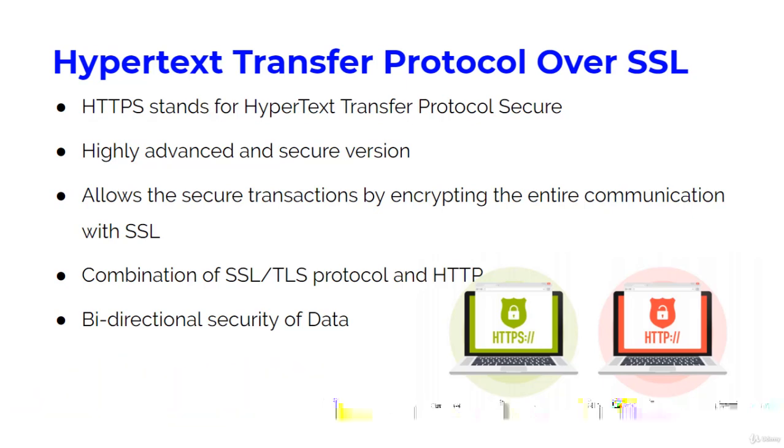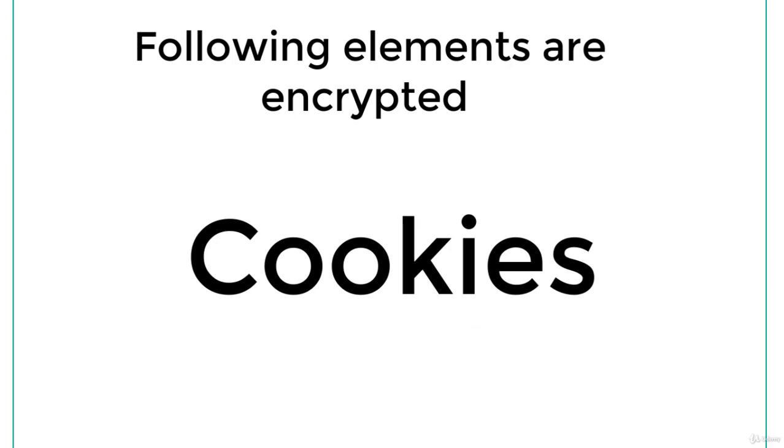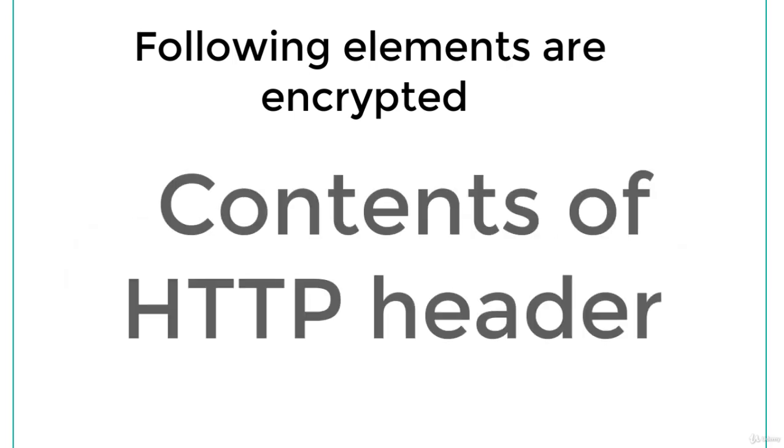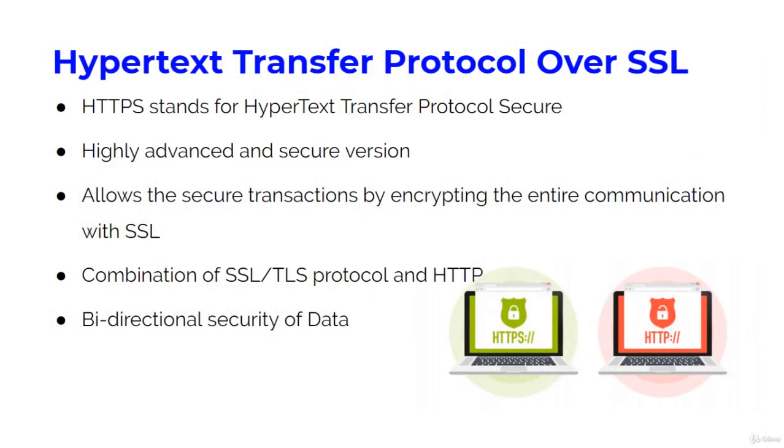When HTTPS is used, the following elements of communication are encrypted. First, the URL of the requested document. Then, contents of the document, contents of browser forms, cookies sent from browser to server and from server to browser. And last, the contents of the HTTP header.